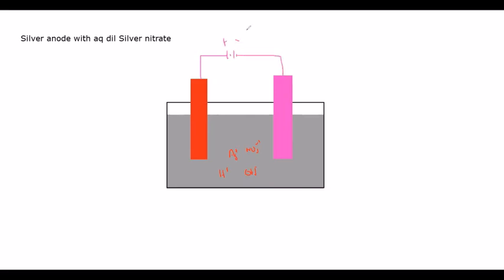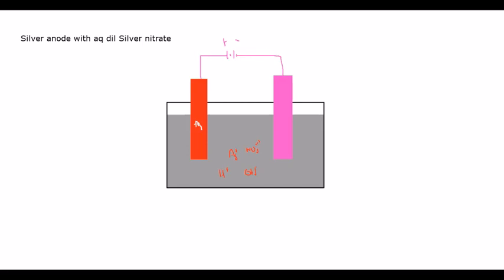You have positive and negative terminals. You have a silver electrode. This can be any material. That's why I did not specify. It can be made up of silver, graphite, or platinum. But the anode should be made up of the same material as what is there in the electrolyte.